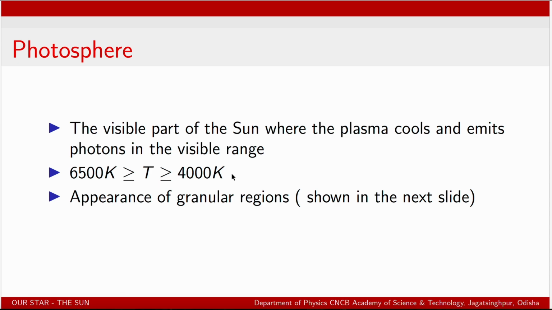Whatever is below the photosphere is opaque to us, because the radiation coming out from that zone is never in the visible region. So because of the photosphere we see the sun, and what we see in the photosphere are granular regions. What are the granular regions? We will see in the next slide. Another important feature of the photosphere is the appearance of sunspots.